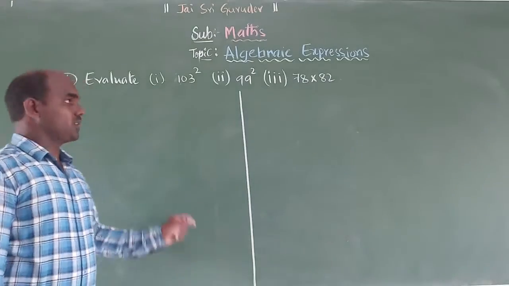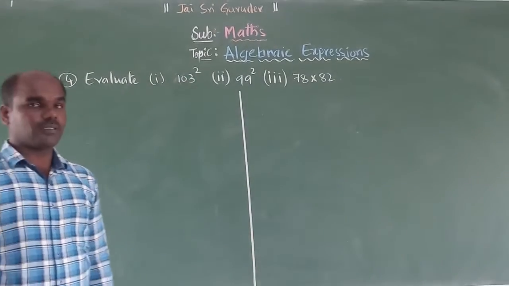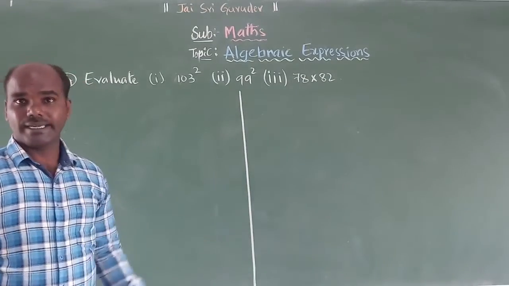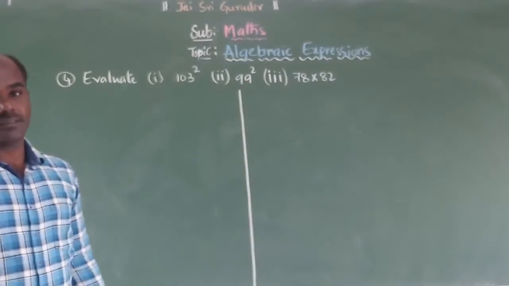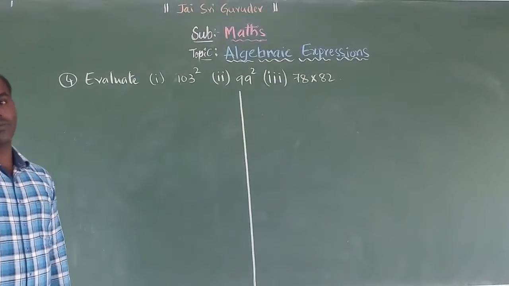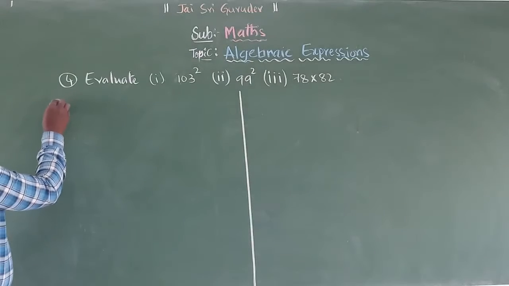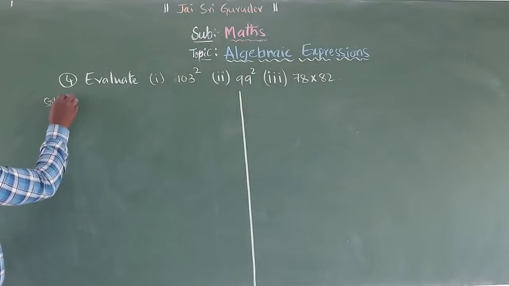Okay, so the first one, while observing 103 square. What we would do is multiply 103 into 103 and get the value. But by using identities we have to apply it. So what is the identity based on which we should get it? We have to check that now.